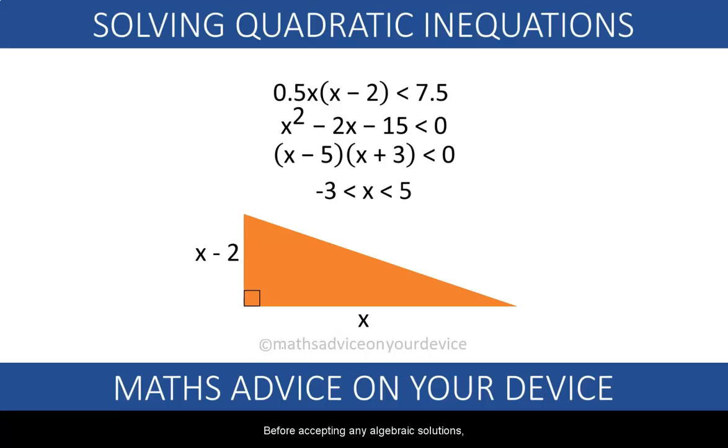Any? Well, not really, because if you think about it, before accepting any algebraic solutions, we need to consider how they relate to the context of our problem. The shortest length is x minus 2, so x must be greater than 2. Otherwise, we would end up with a negative length, which makes no sense. So the only valid solutions for x are any values greater than 2 centimeters, so each length is positive, and smaller than 5 centimeters, so the area of the triangle is less than 7.5 square centimeters.